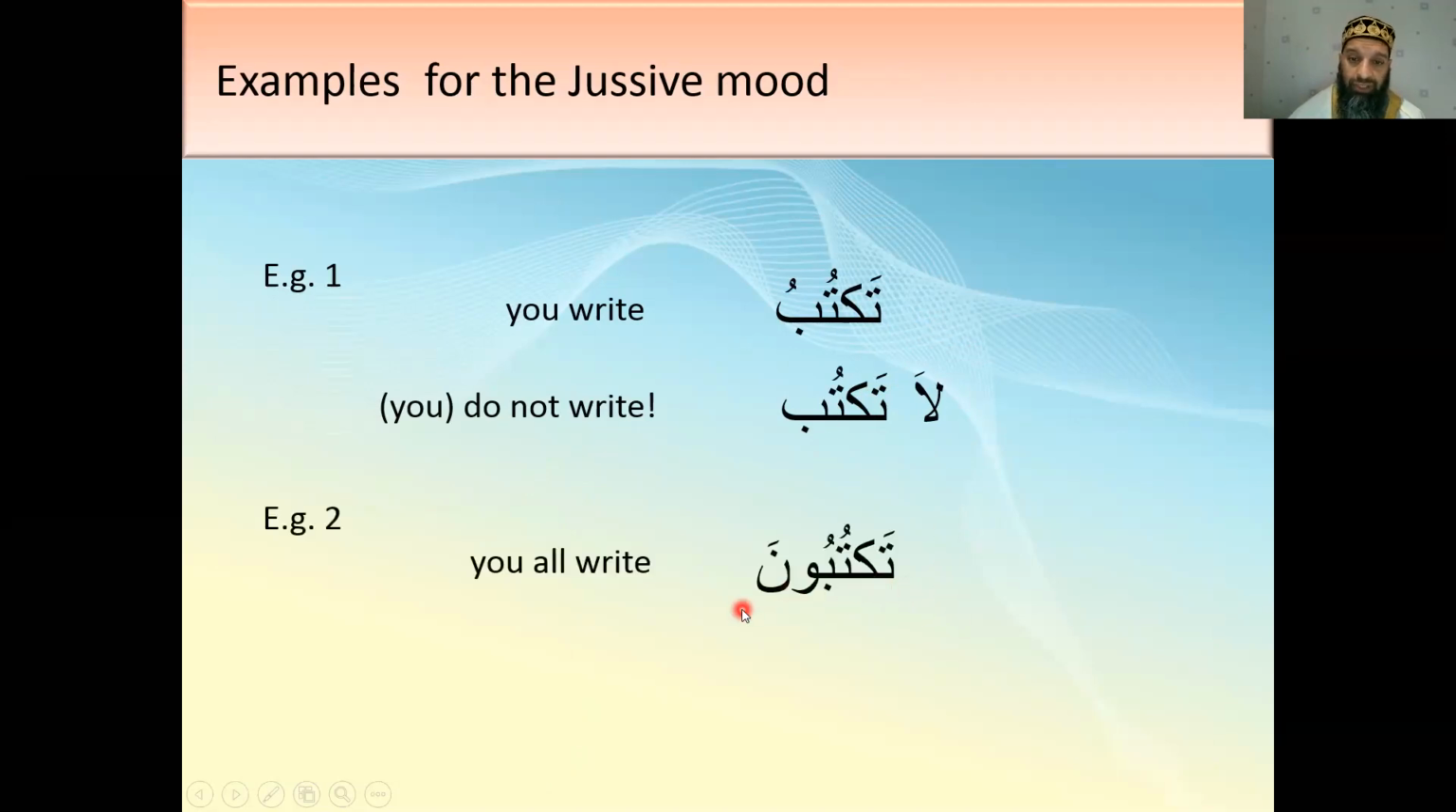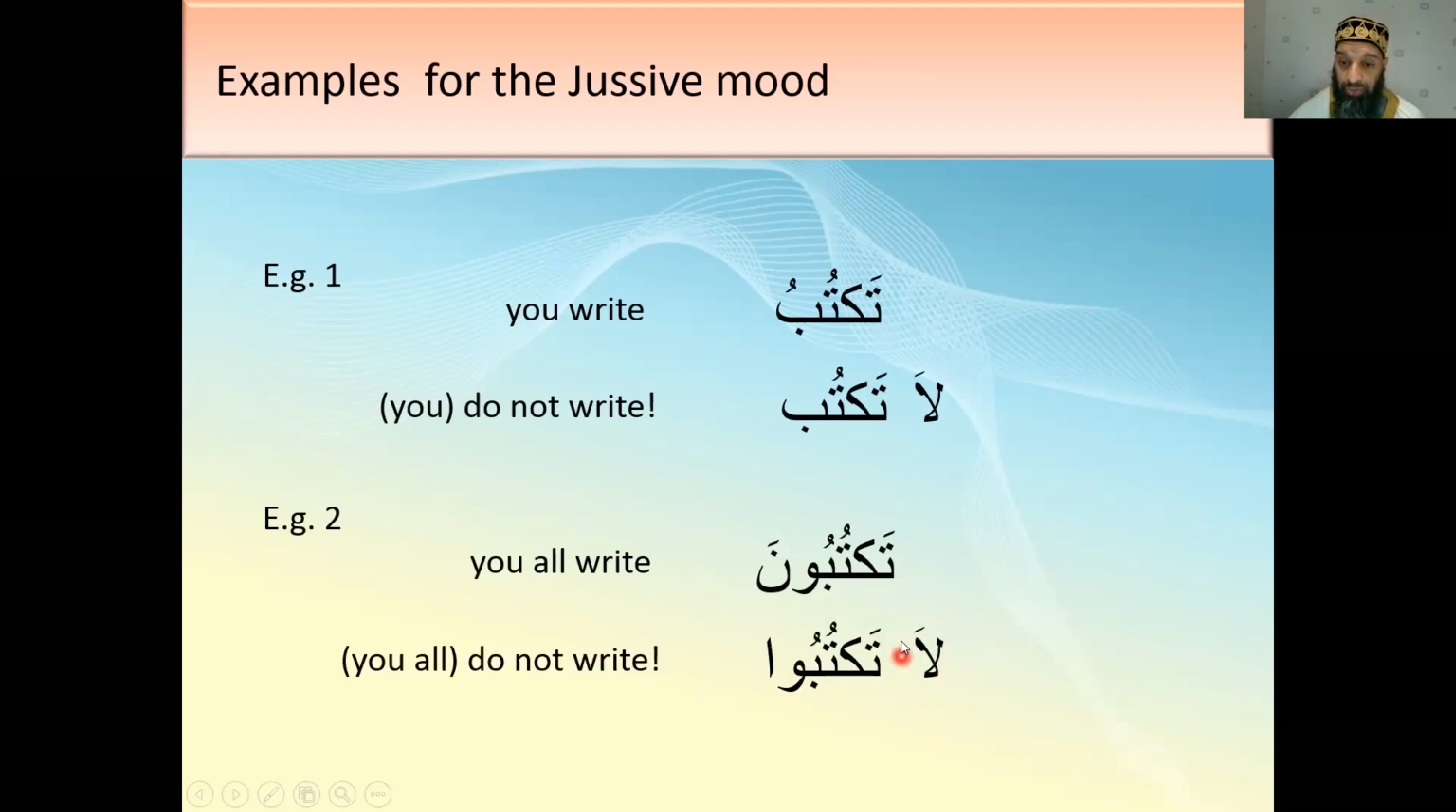Taktubuna, you all write. When you stick a la in front of it, it's a majzumifier, this one. It's going to knock off the noon. It's going to become majzum now. Right? You need to know this to do the next thing. So, two reasons I wanted to show you this. One was, if you see taktubu anywhere, you say, oh, what's going on with taktubu now? Why is the noon, where's the noon gone? This is a new word, I'm stuck.